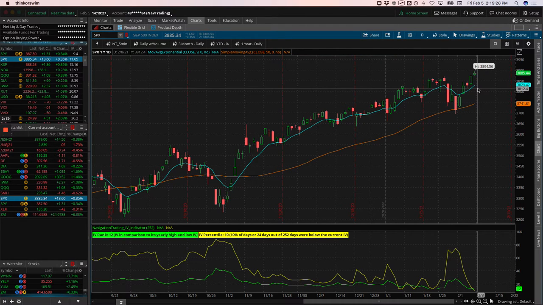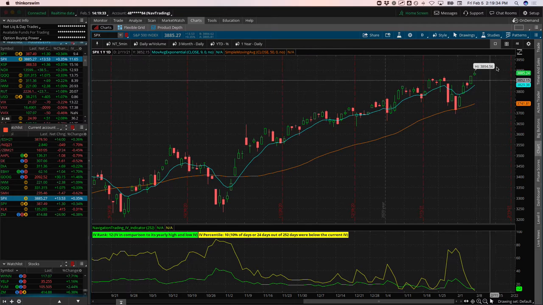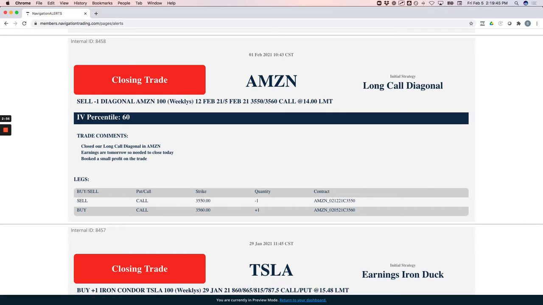We'll continue to keep our short delta plays. In fact, we will continue to, on little pullbacks, potentially get into some more diagonals and verticals to the long side, but not looking to load up on any bunkers or anything like that yet. So with that, let's jump into the alerts and talk about what we did this week, starting with the first.